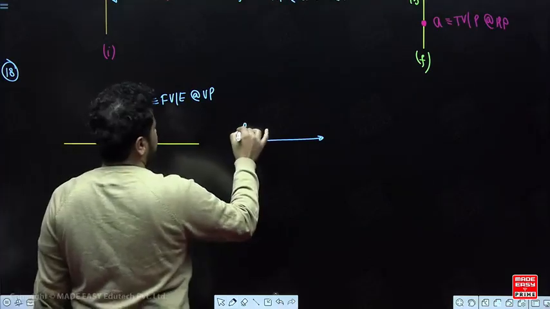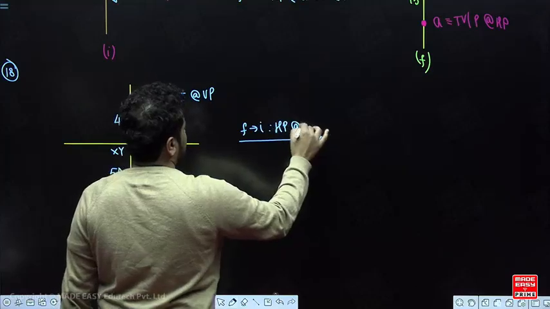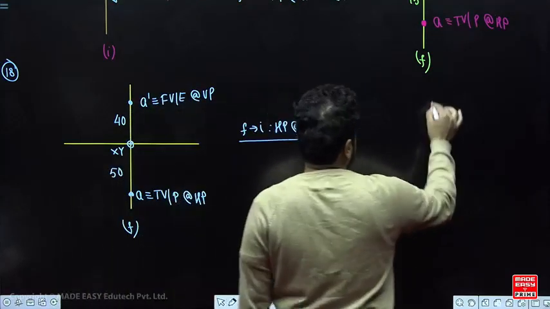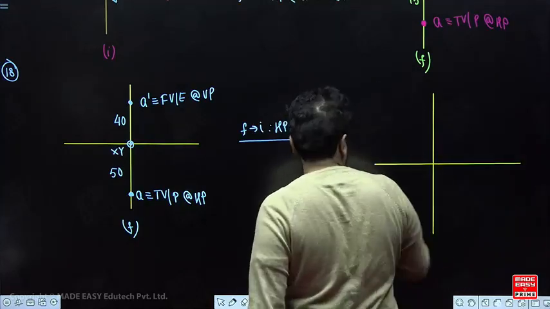Orthographic से कहाँ पे जाना है? 3D में जाना है. तो final to initial. So what you have to do? You have to rotate HP in the anti-clockwise direction, है ना? So once you rotate HP in the anti-clockwise direction, you are going to get this kind of figure, right? So this is your XY.